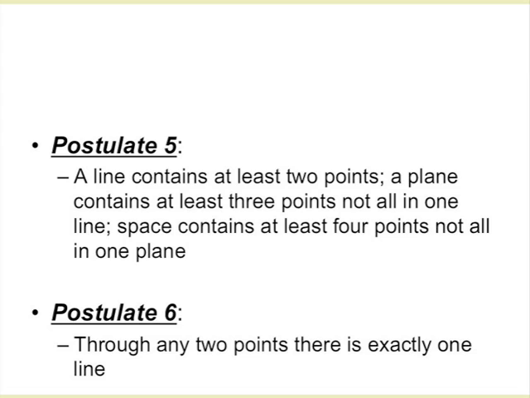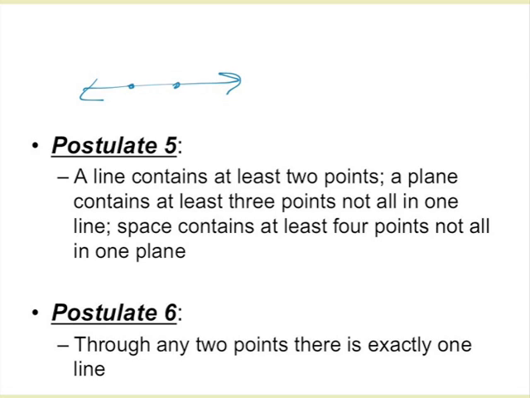Pictures speak louder than words, so we'll work our way through and draw some pictures here. Postulate 5 says, a line contains at least 2 points. So if I have a line, there should be at least 2 points on it. When we said what a line is, we said a line is actually completely made of points. So yeah, there has to be at least 2 there.